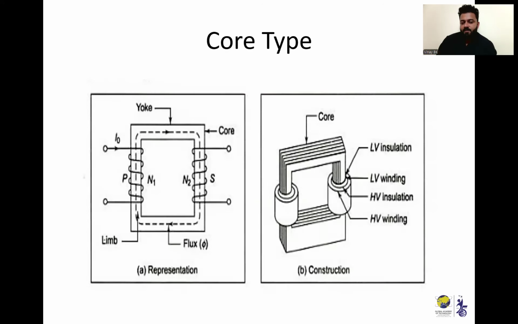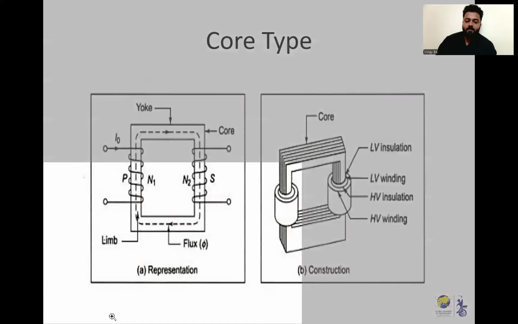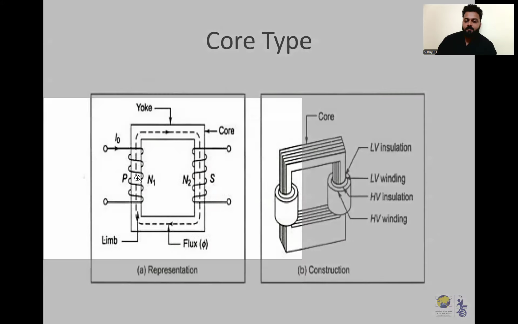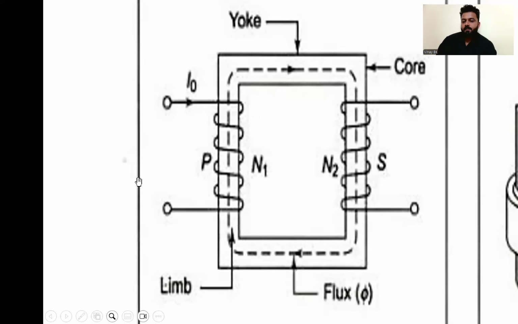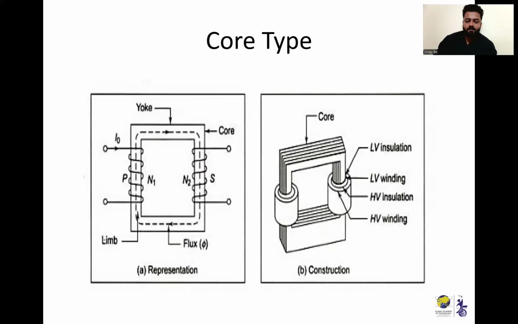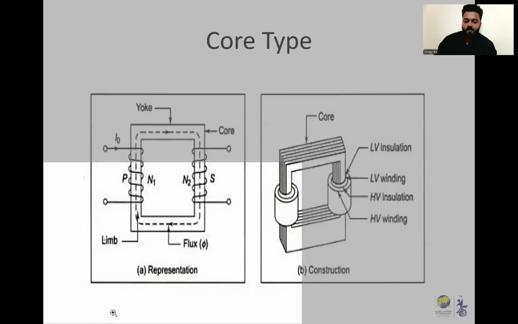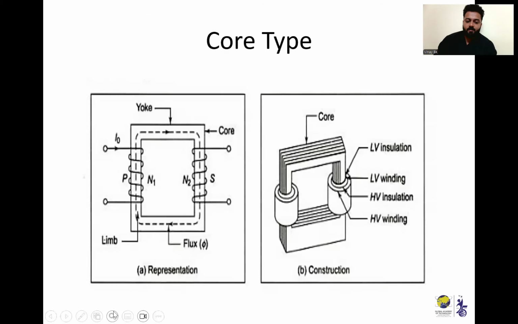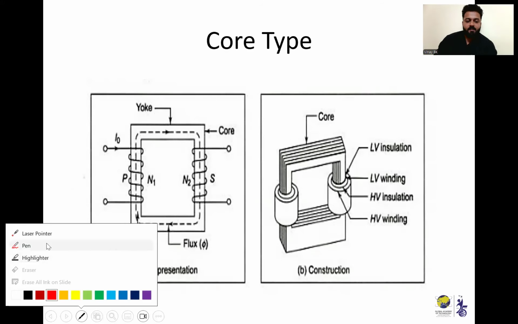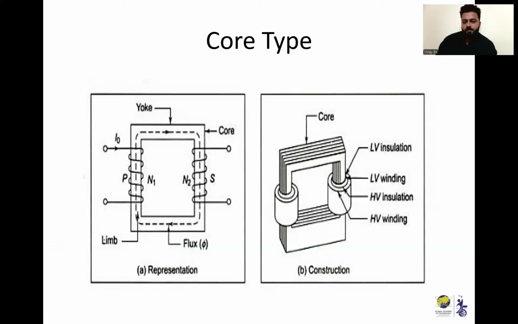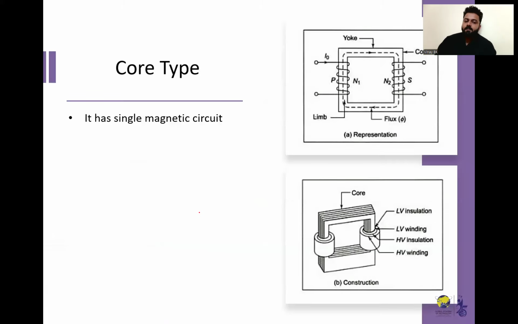So core type of transformer, you can see the construction diagram of core type of transformer. It has two limbs, two yokes, and windings which encircle the core. So this is about core type of transformer. You can see it has a single magnetic circuit, only one magnetic circuit.